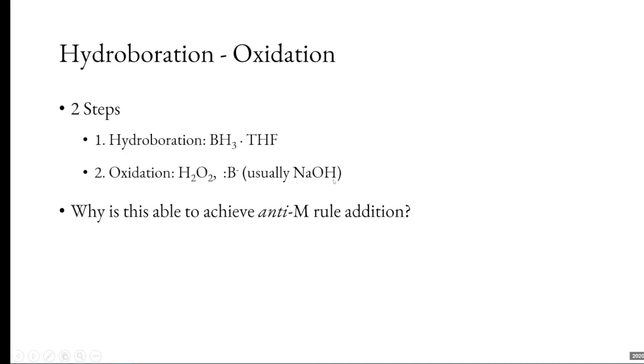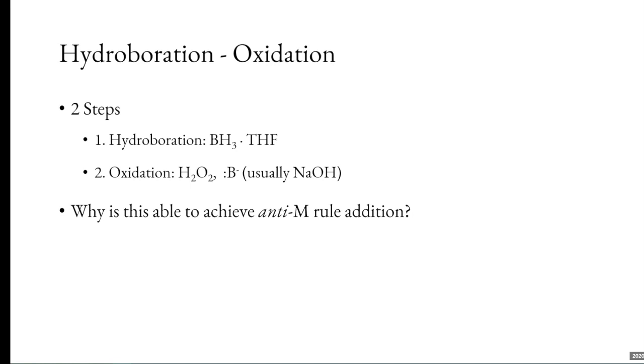So it is also two steps. The first step is just using BH3 in THF. And then the second step is called oxidation. We will use hydrogen peroxide and a base. The base is just to deprotonate the hydrogen peroxide. So we usually use sodium hydroxide, because the OH minus is a stronger base than the hydroperoxide.